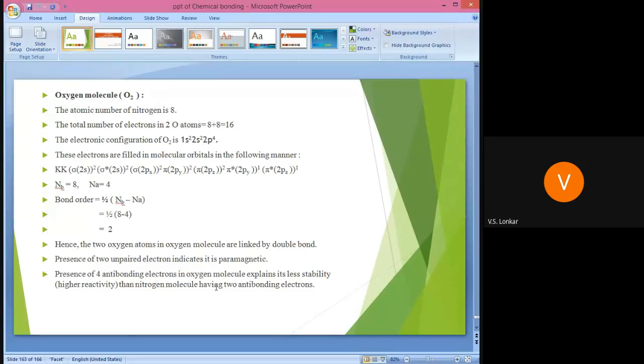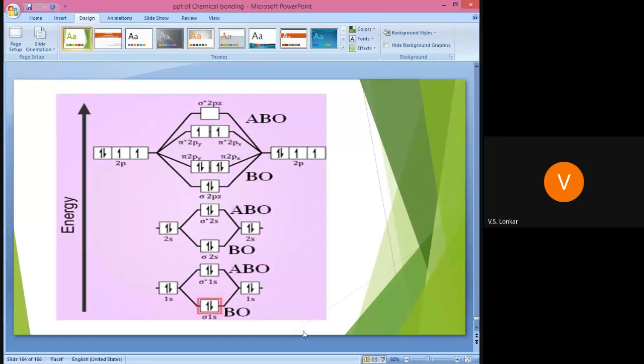Okay, I understood this example of O2. Then we have to draw the molecular orbital energy level diagram. Once we have written the electronic configuration, then draw this molecular orbital energy level diagram.